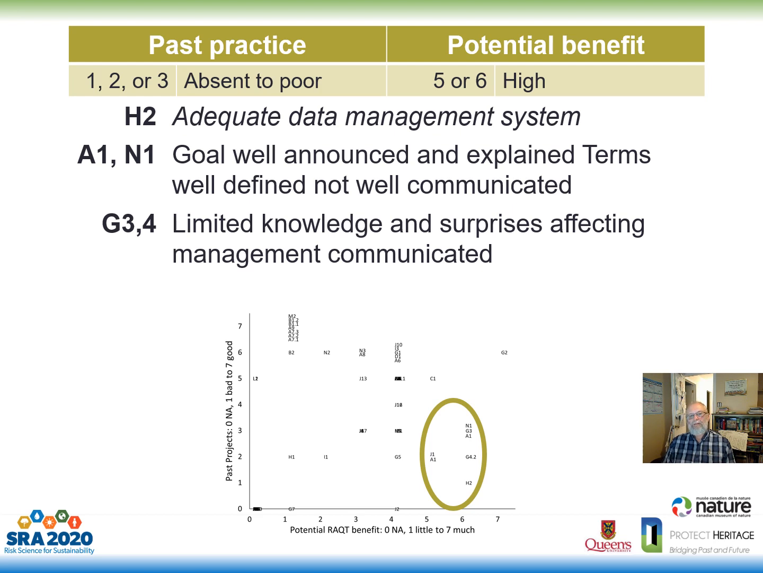And finally, G3 and 4, limited knowledge and surprises affecting management were well communicated. And there, I'd have to say, no, not really. This remains a challenge, that where we do have limited knowledge and we do recognize that there could be some nasty surprises down the road, we still don't have any very good means of communicating that. I shouldn't blame others, but it really is, I think, largely influenced by limited time of risk management decision makers to really engage in these results. But clearly we feel that this is an area that we could improve on, so we ought to.